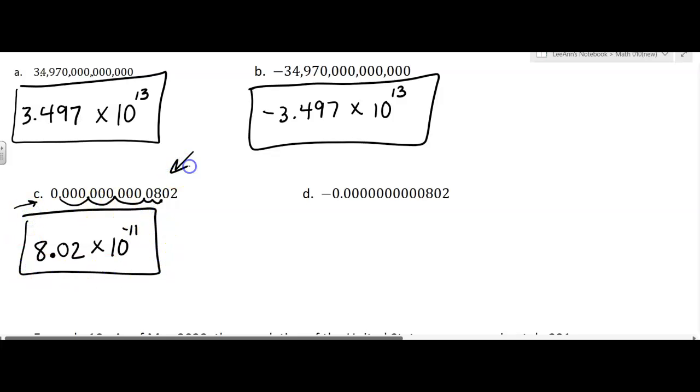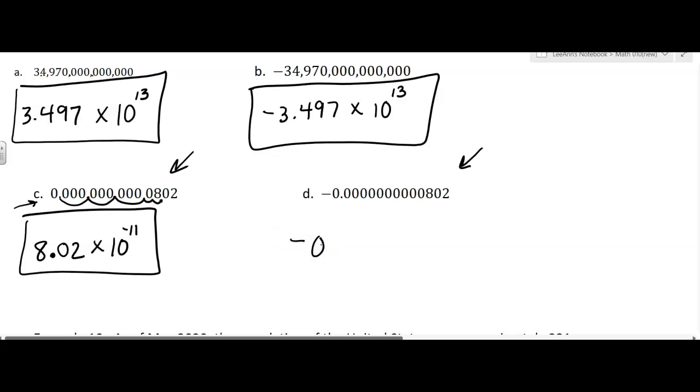Now this one I typed with the spaces for every 3 places to the right of the decimal, but that's not how your book types it. They typed it like this. So it's a little bit harder to read, I think, but that's okay, just so that you know.